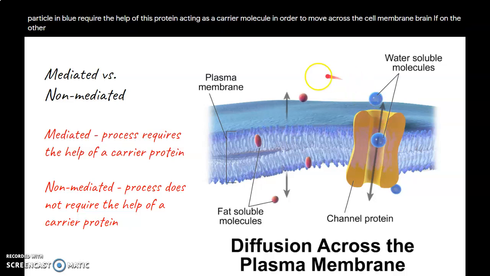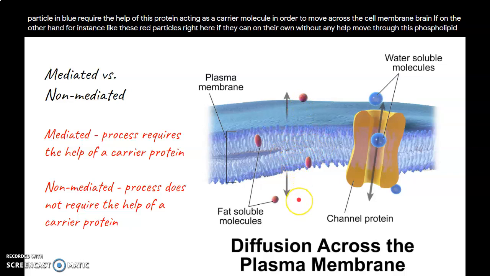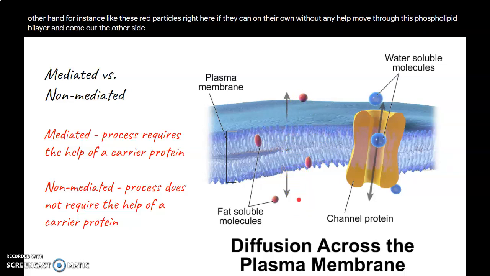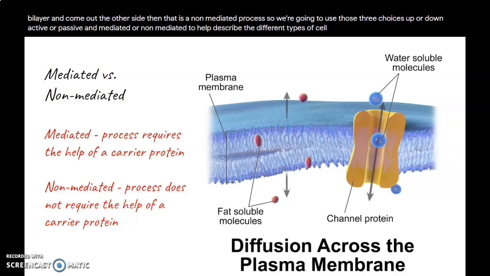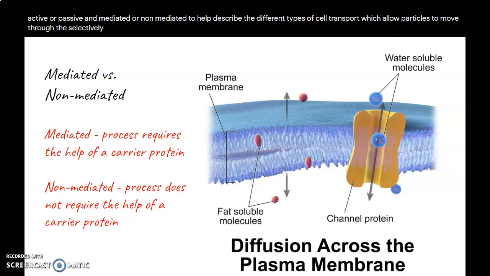If, on the other hand, for instance, like these red particles right here, they can on their own, without any help, move through this phospholipid bilayer and come out the other side, then that is a non-mediated process. So we're going to use those three choices, up or down, active or passive, and mediated or non-mediated, to help describe the different types of cell transport which allow particles to move through the selectively permeable cell membrane.